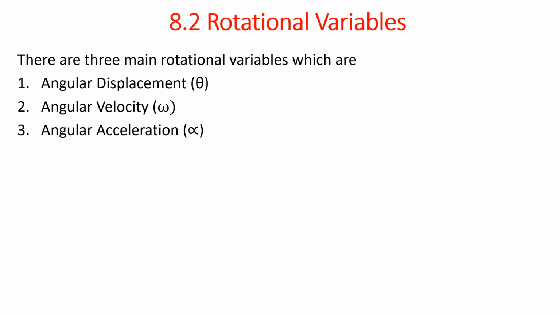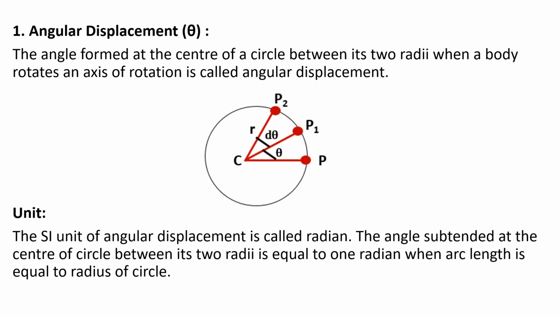Now the next heading which we are going to discuss is rotational variables. There are three main rotational variables. First is angular displacement, the second is angular velocity, and the last is angular acceleration. Now, what is angular displacement? The angle formed at the center of the circle between its two radii when a body rotates about an axis of rotation is called angular displacement. Now, the main keywords have been highlighted. The first is the angle formed at the center of the circle between the two radii.